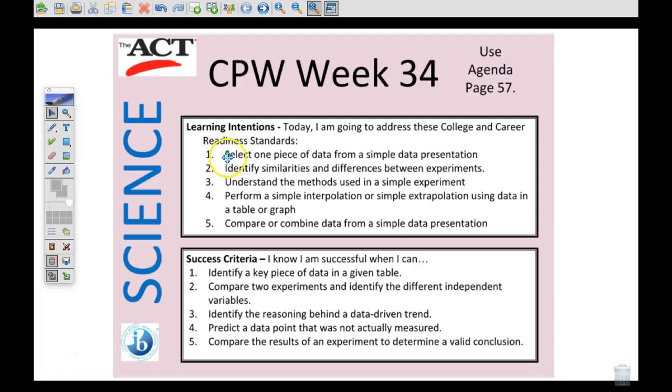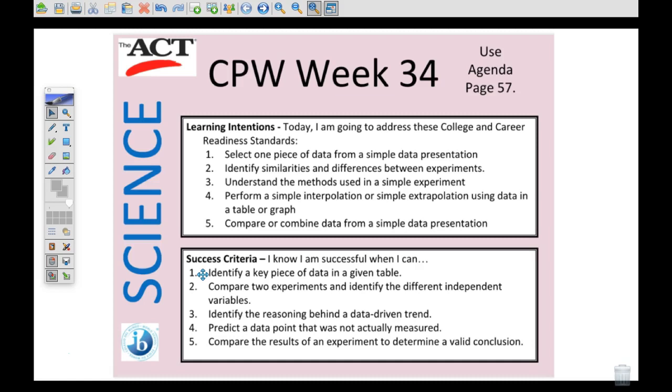Today, we're going to be selecting one piece of data from a simple data presentation, identifying similarities or differences between experiments, understanding the methods used in a simple experiment, performing a simple extrapolation using data in a table or graph, and comparing or combining data from a simple data presentation. So in our first question, we know we're going to be successful if we can identify a key piece of data in a given table.